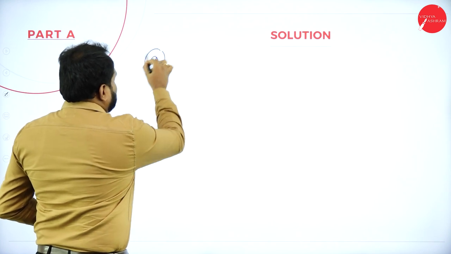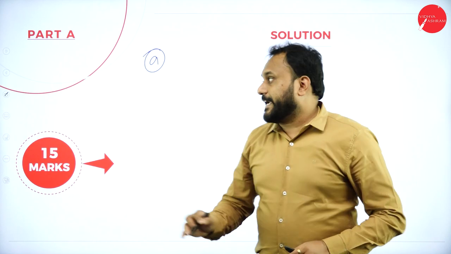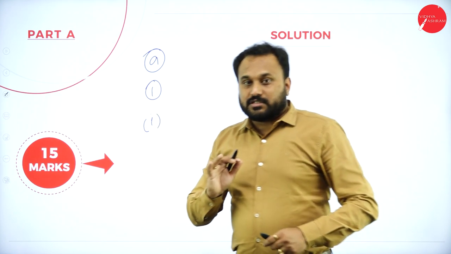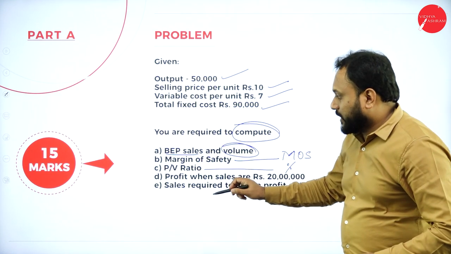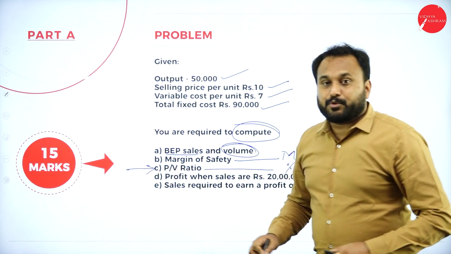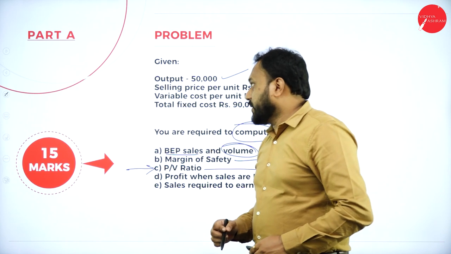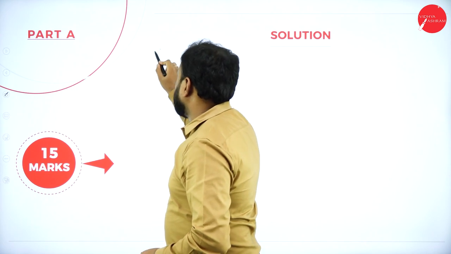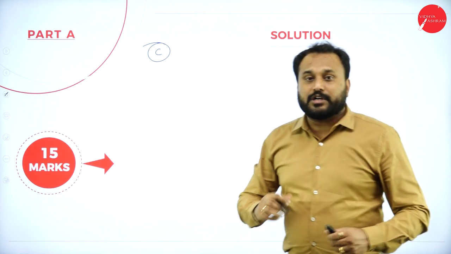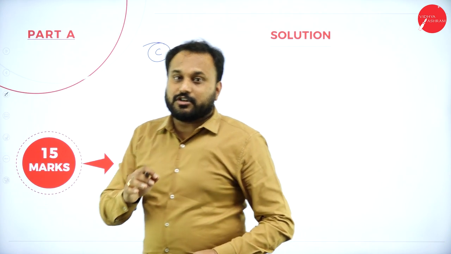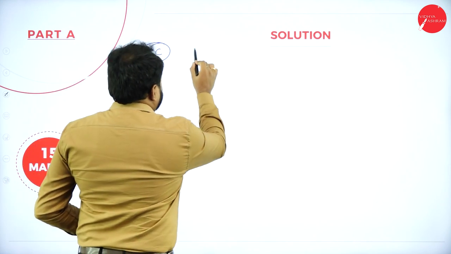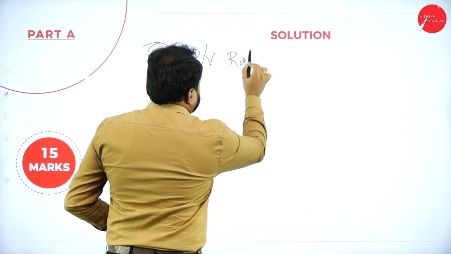Whenever you solve any question, what you people usually do is first write A, or the first one, or go with Roman numerals. Don't do this. The reason is they have only given the C sub question, which is PV ratio. So you are not supposed to write anything like that. You are supposed to first go with C. Whichever question they ask, the first thing we need to solve is PV first.